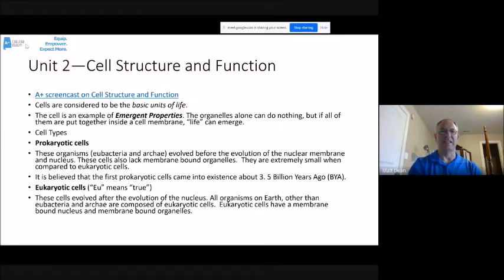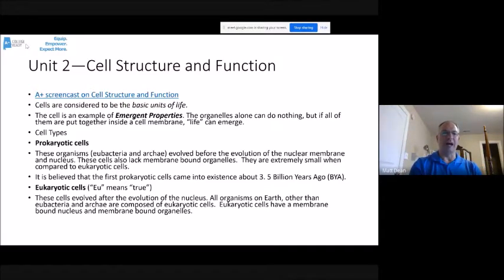The cell is an example of what we call an emergent property. By themselves, the individual pieces of a cell, like the organelles, can't really do anything. But when you put them together, you get magic, you get life. An organism emerges, life emerges when you put all these disparate pieces together.